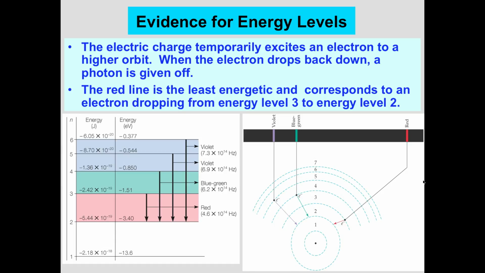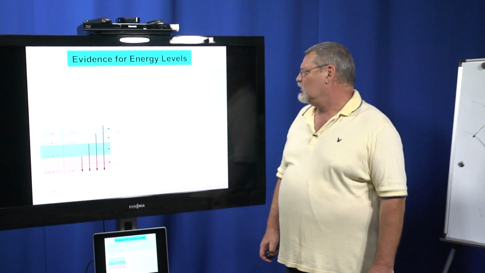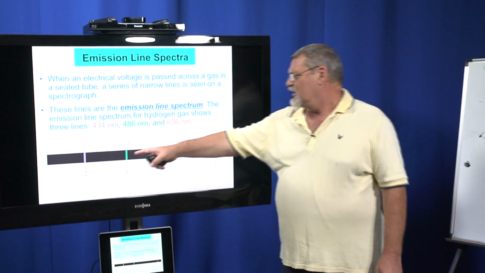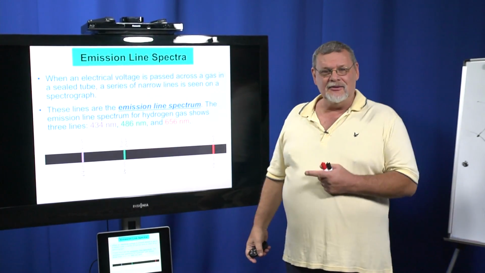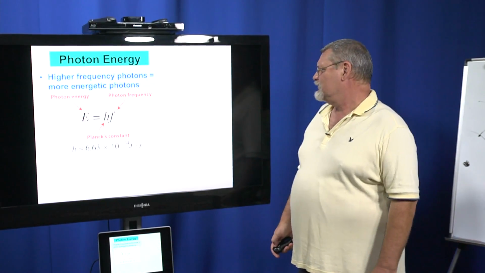So the red line is the least energetic and corresponds to the least energetic electron drop, from an energy level of 3 down to 2. So what does all this mean for us? It means that when we look at an electromagnetic spectrum, we can tell exactly what material this is. We know what this is. More on this in a bit.